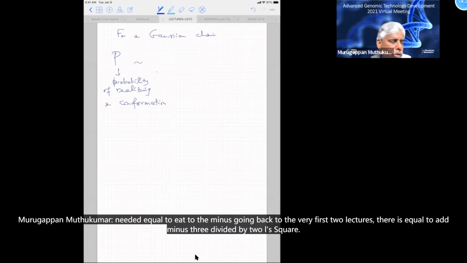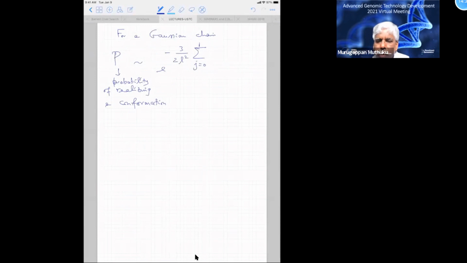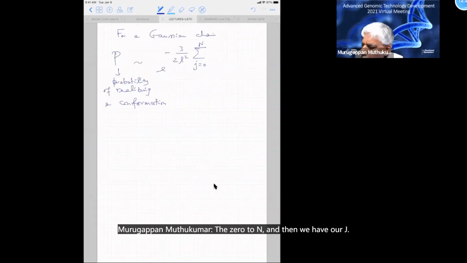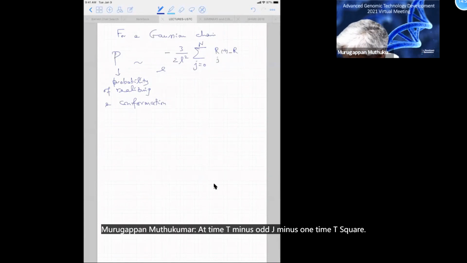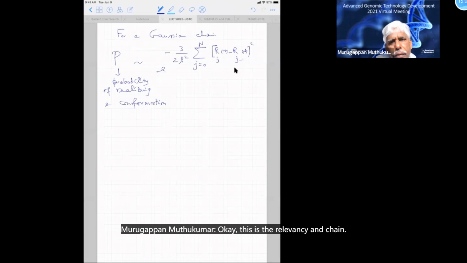This is equal to e to the minus, go back to the very first 2 lectures. This is equal to e to the minus 3 divided by 2L squared, summation over j from 0 to N, where j runs from 0, 1, 2, 3, up to N, and then we have Rj at time t minus Rj minus 1 at time t squared. Okay, this is the Gaussian chain, right?